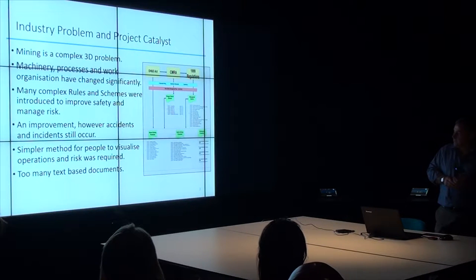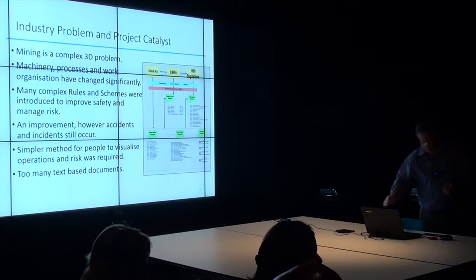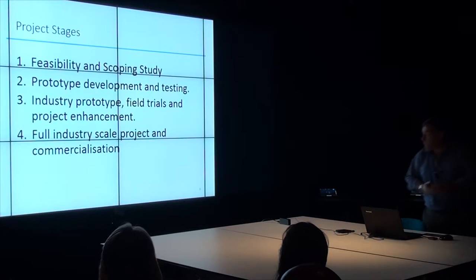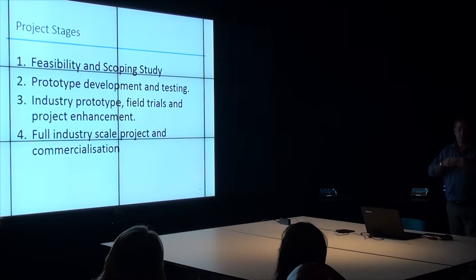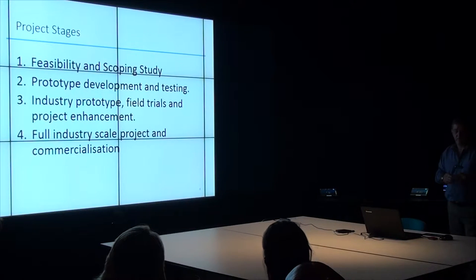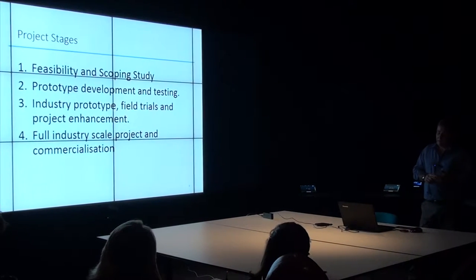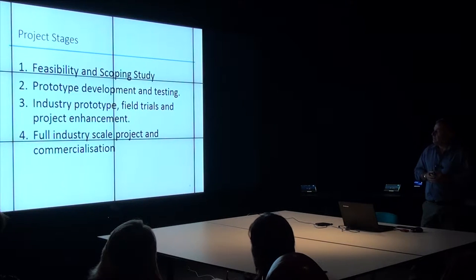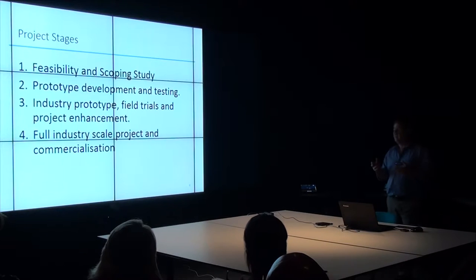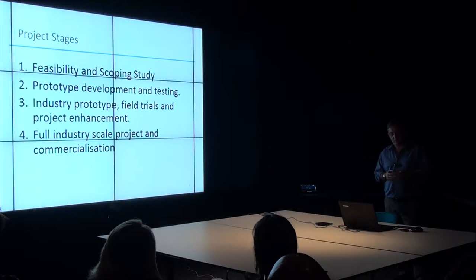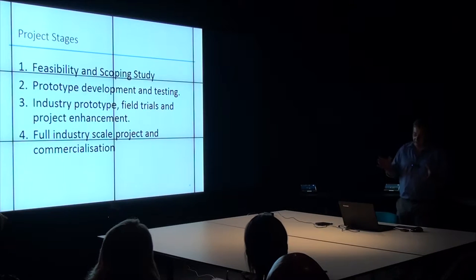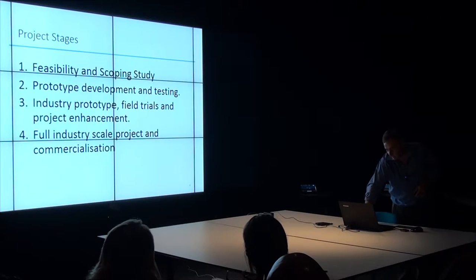So what the industry were asking was, is there a simpler method for us to present that information, and rather than have loads of text and drawings, can we use a visual media to do that? So what we did, we developed a four-stage project. It was seen to be a long-term project, and the idea was that the first part would be a feasibility and scoping study to look at what technology was out there, develop a prototype, do some field testing in-house, and then the third part would be to develop an industry prototype to see whether the industry really liked this technology, how they would want us to enhance it, and eventually it moved into full industry scale projects and full commercialization. And that's the state that project is actually at now, where it's become a commercial entity.